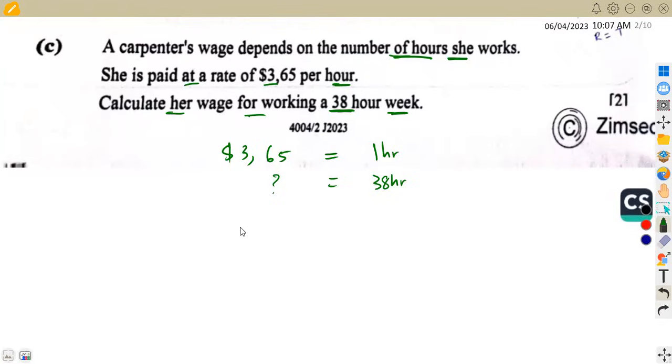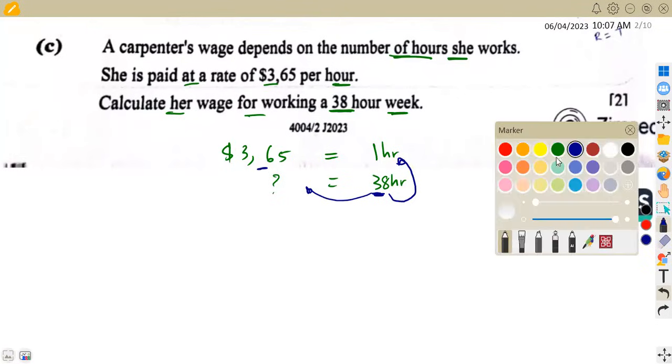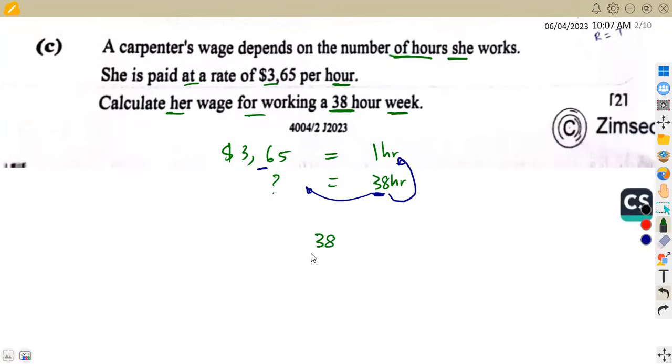So what can we do? We are dealing with proportion in this case. Under proportion, whether this is going to be more or this is going to be less, what we want here is always written on top. This one is the one that we want its corresponding value. So it's going to be 38 hours over 1 hour times the amount that we are given, $3.65. So that is how we can simplify this.